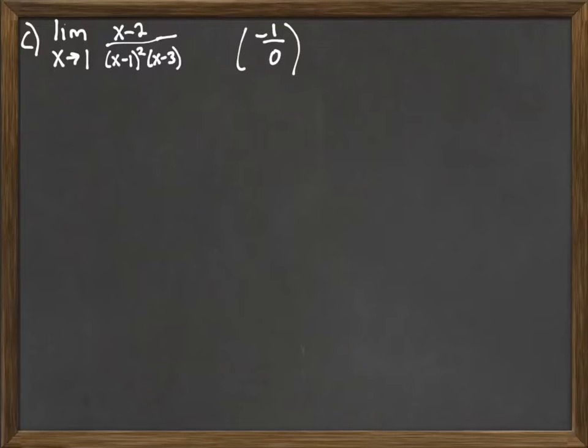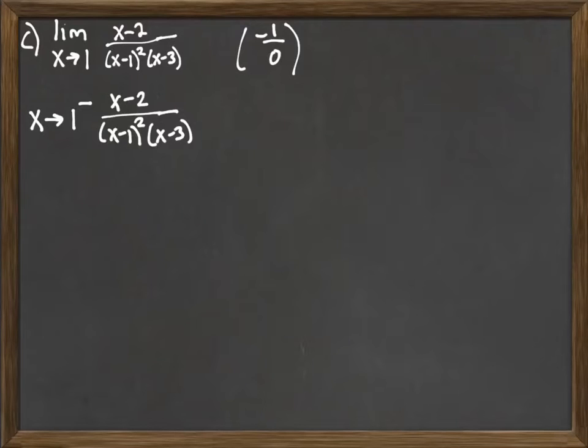And so here, limit as x approaches 1, we need to test the signs. But we need to test the signs both directions. So taking on values smaller than 1, in other words, the left-hand limit. The left-hand limit. And so we go through and we check.